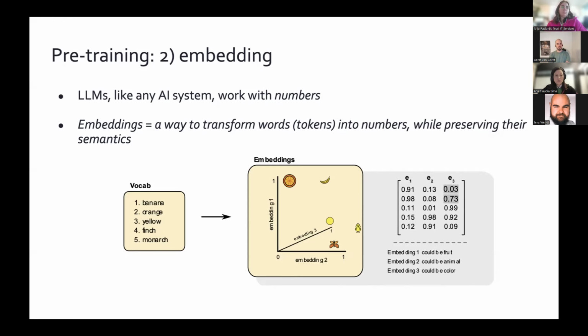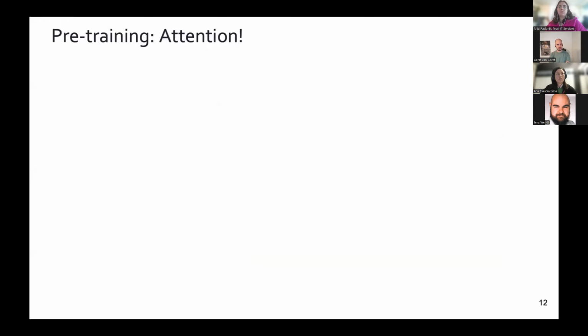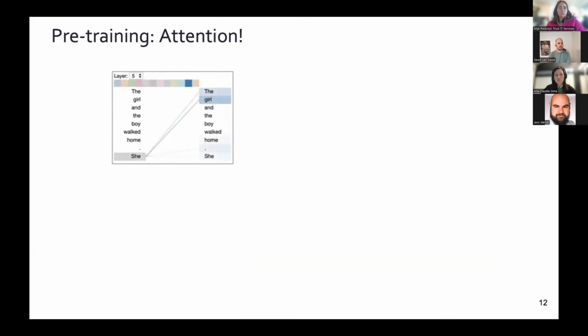Now, one thing that you might notice here is that words are still ambiguous, so their meaning will be dependent on the context. And this is where we get to the part that you might also have heard of, which is attention, which is a mechanism to capture the meaning of words in their context. So for example, if we have a sentence like the girl and the boy walked home, she, attention is a way to capture the idea that the word she refers to the girl and not other words in the sentence.